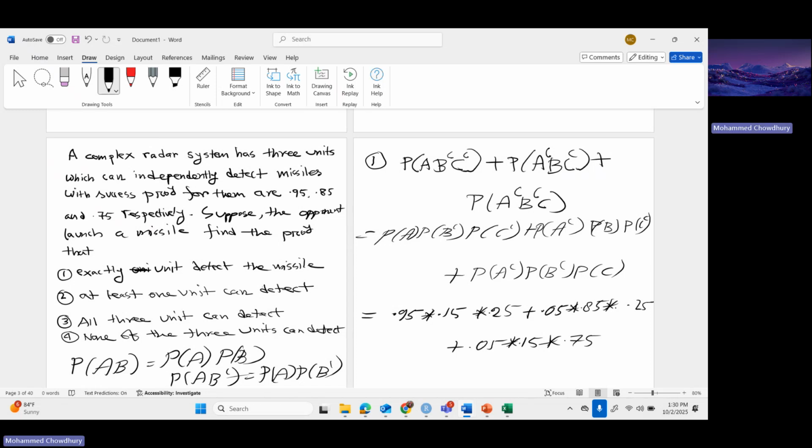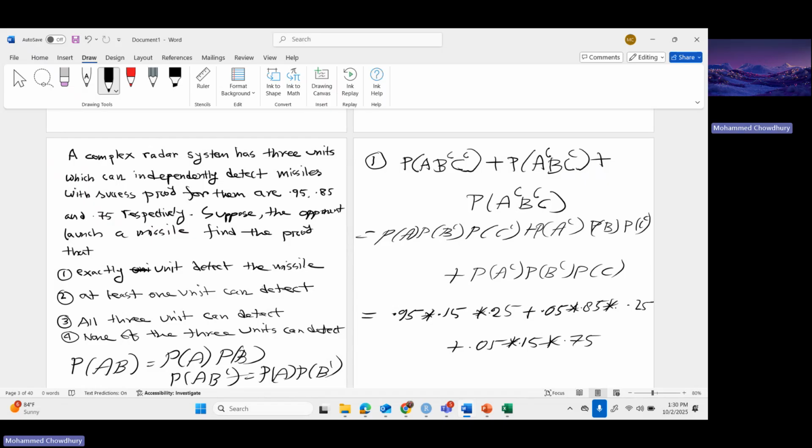Are you okay? No. Okay. Where can I explain? Okay. Probability of detecting the missile by unit A is 0.95, right? It is given. And probability of not detecting the missile by unit A is 1 minus 0.95, which is equal to 0.05.